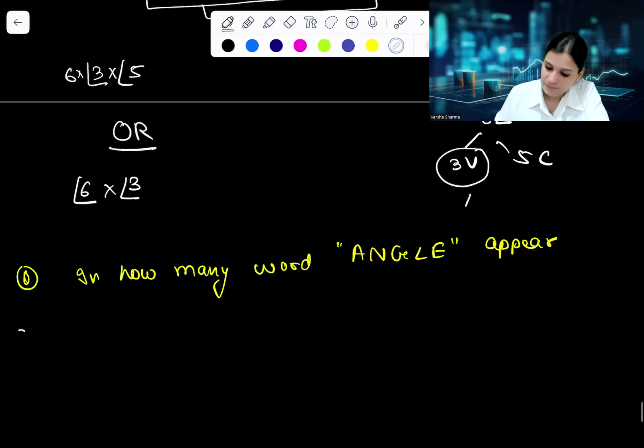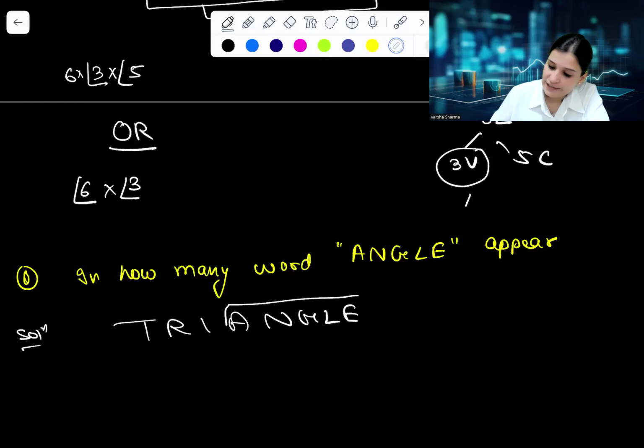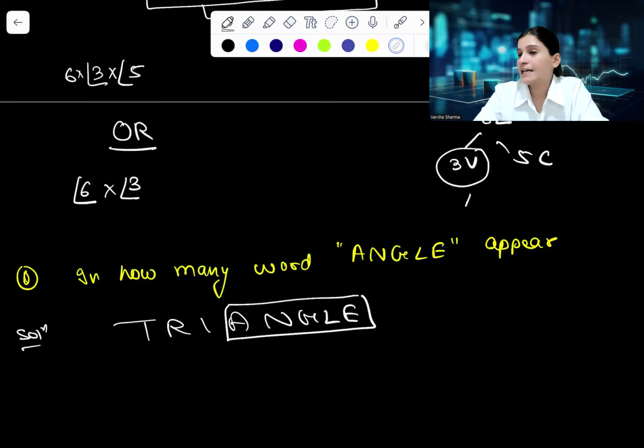So the word was triangle. What I want is my word to have "angle". That means what will I do? I'll treat them as a bundle. I'll treat it as a bundle. Wherever it will sit, it will sit together.